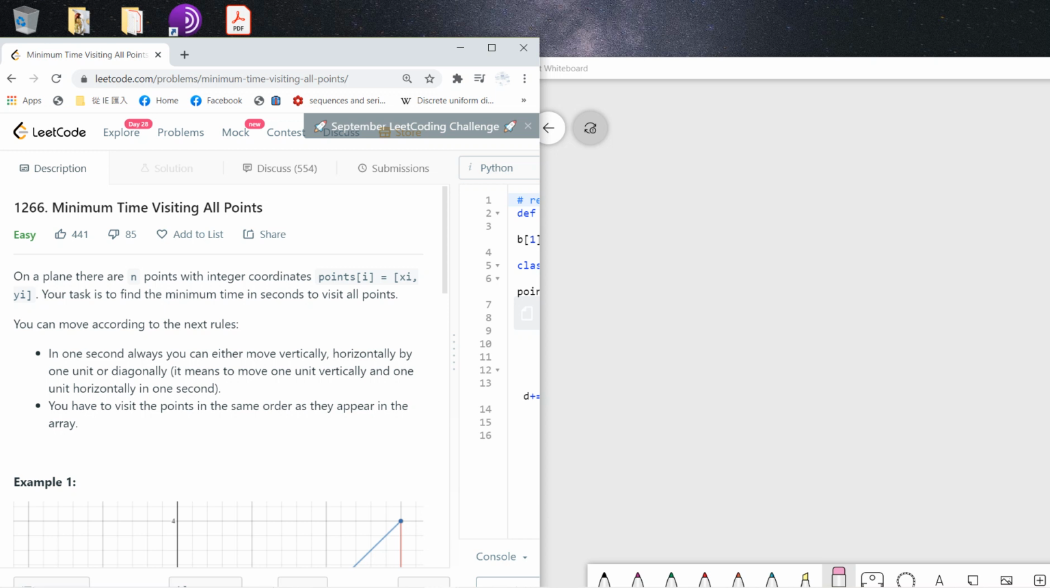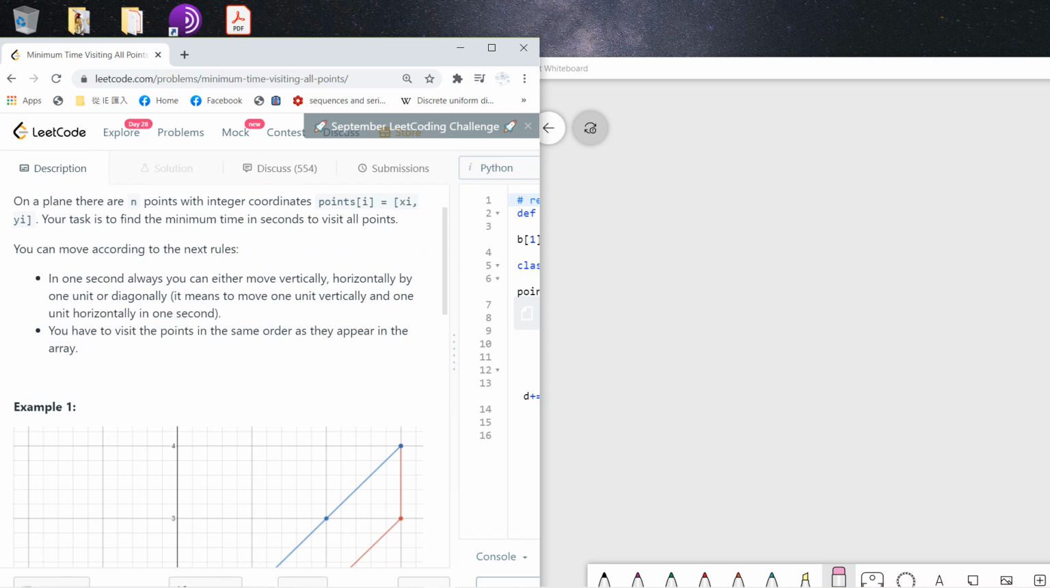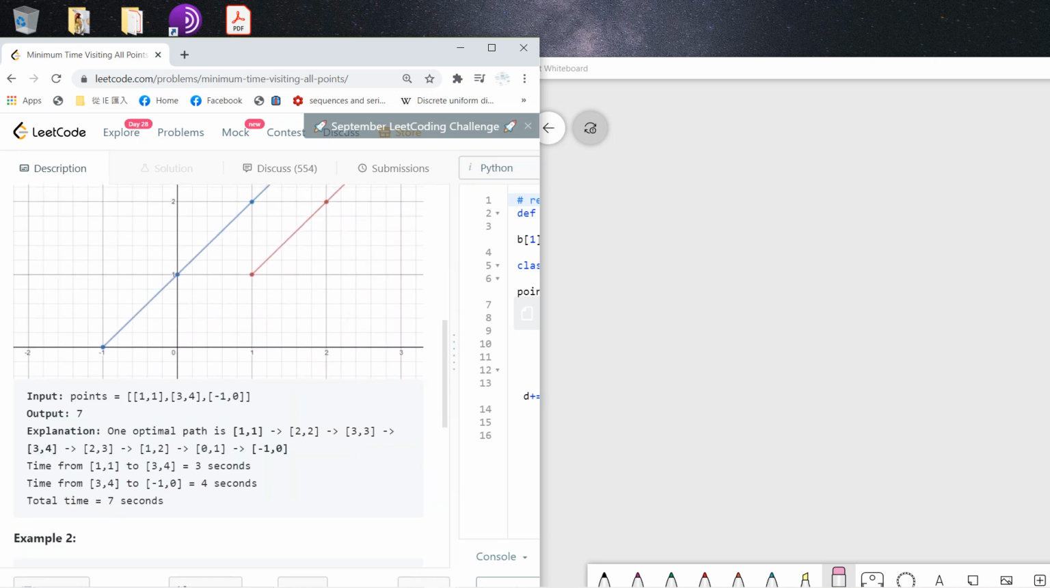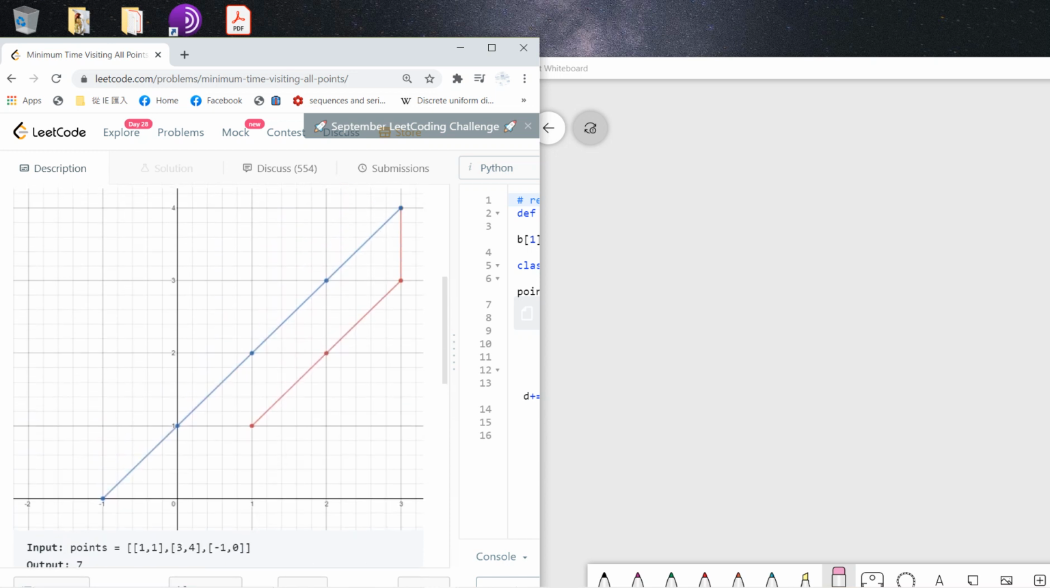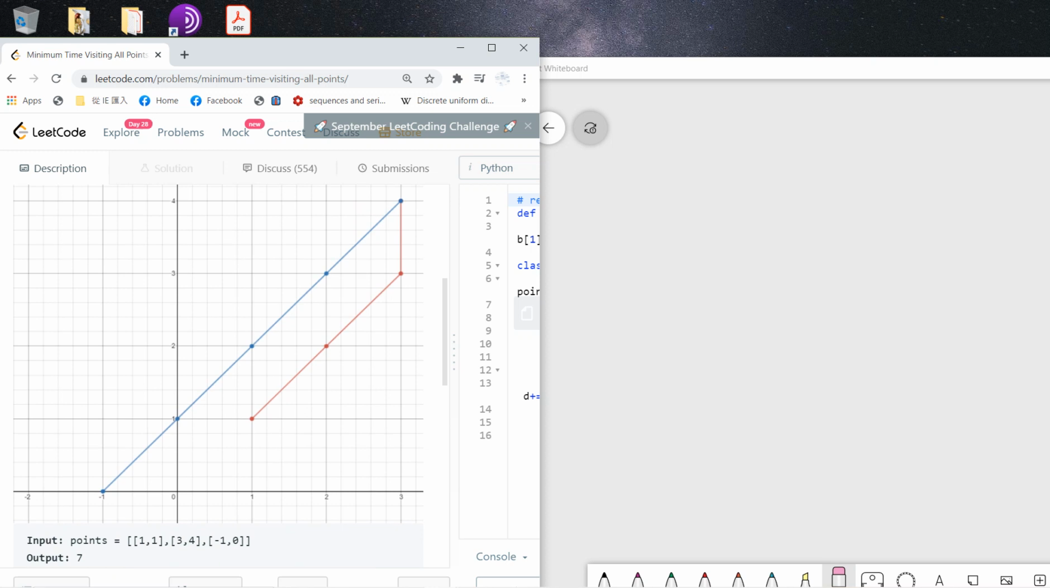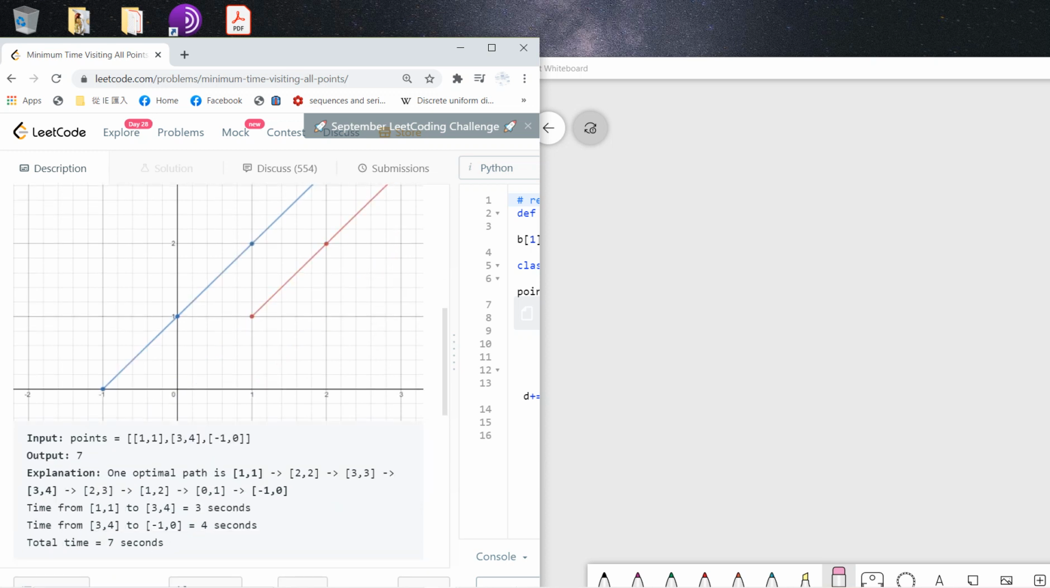In 1 second you can move vertically, horizontally, or diagonally. You have to visit the points in the same order as they appear in the array. This is the key point. For example, someone gives you (1, 1), (3, 4), (-1, 0), and you need to start from here and go later. In total you will have 7 steps.